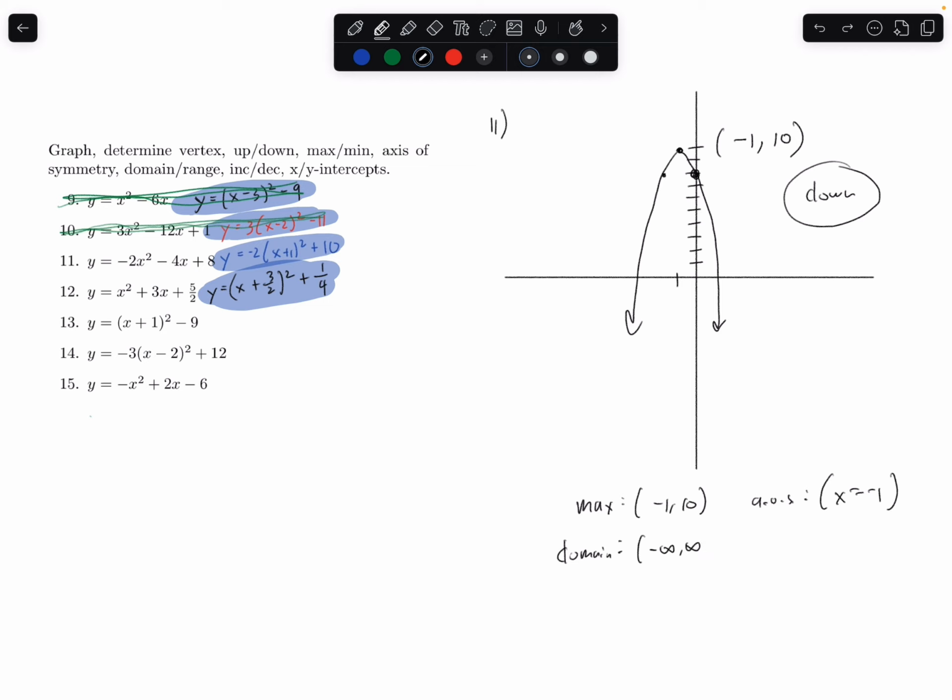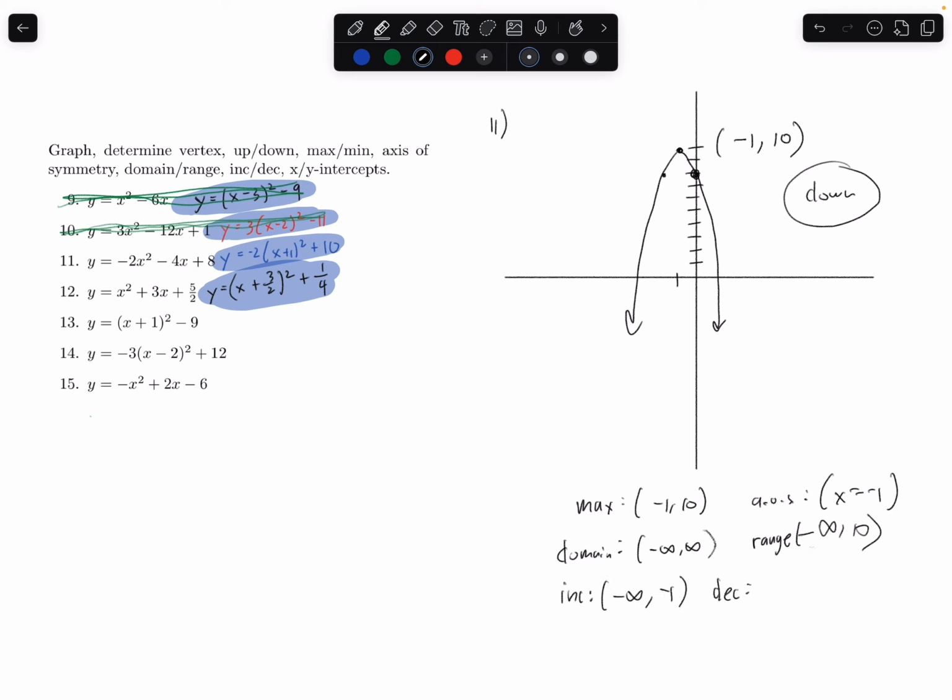And the range, everything below 10 this time. The range is from -infinity up until 10. Okay. And so increasing, decreasing. So it's increasing this time first, from -infinity up until you hit -1. And then after that, it's decreasing from -1 onwards.